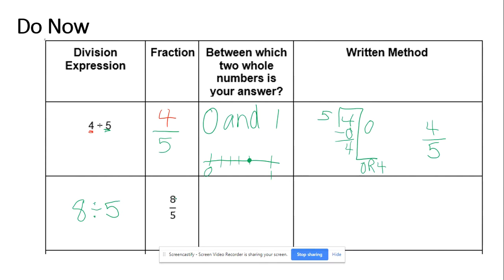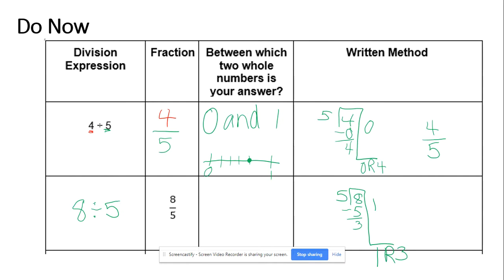So since 8 is on top, 8 goes in the front. Since 5 is on the bottom, 5 goes second. So 8 divided by 5 equals 8/5. Let's make this into a mixed number because we can see that the numerator is bigger than the denominator. So we have 8 divided by 5. Well, we know we can multiply 5 times 1 to get as close to 8 without going over. 5 times 1 is 5. When we subtract, we have 3 left over. So our quotient is 1, remainder 3.